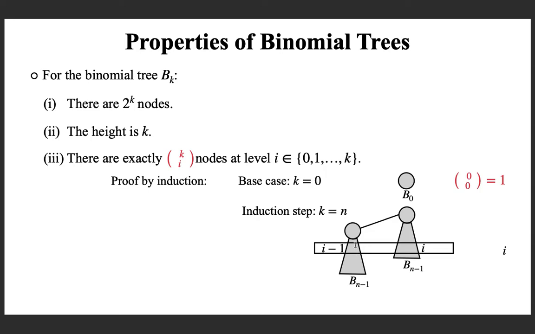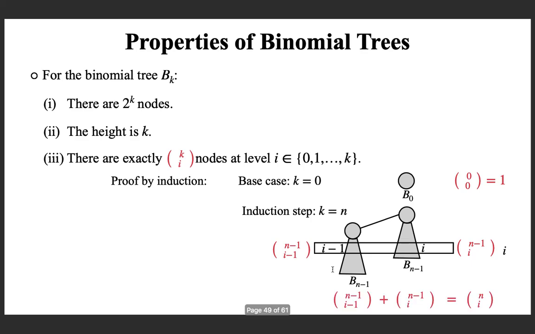Now from the induction hypothesis, you know that the number of nodes at this level is n minus 1 choose I minus 1, and here it is n minus 1 choose I. From n minus 1, how will you choose I combinations, and here I minus 1.